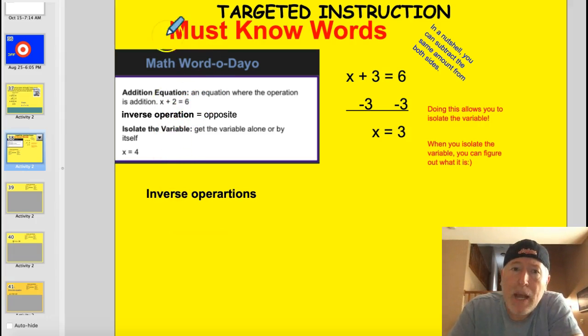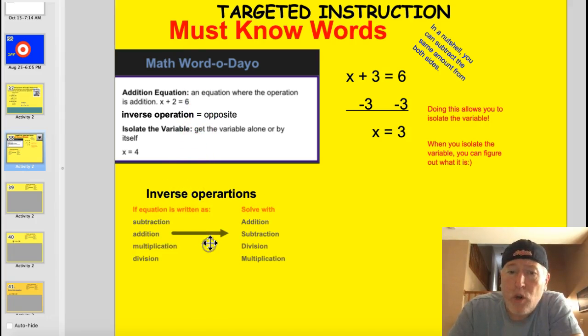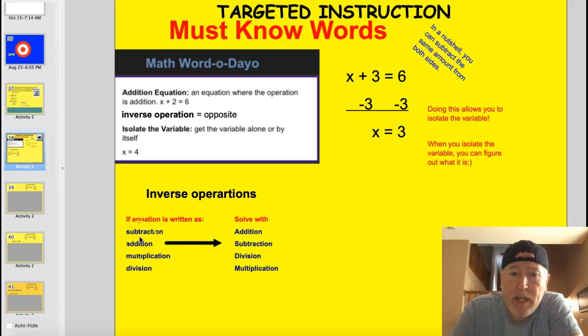Okay, inverse operation. Inverse operation is the opposite operation. So when you think about that, if an equation is written with addition, you solve it with subtraction. And you can see all these other ones, and these are the next coming lessons. The next lesson is going to be subtraction equations. You solve subtraction equations with addition, and so on. All right? Okay, isolate the variable. That's getting the variable all alone or by itself here.